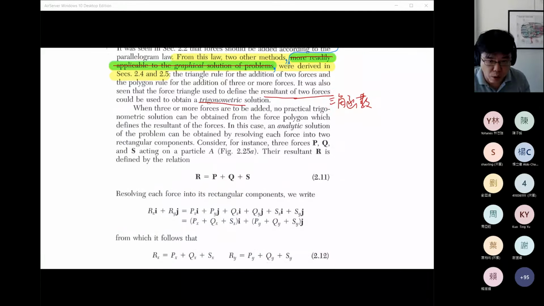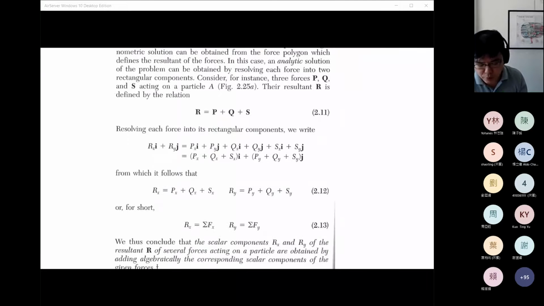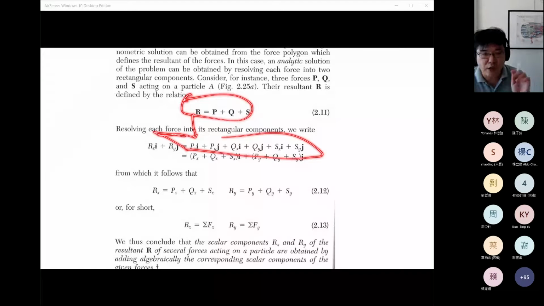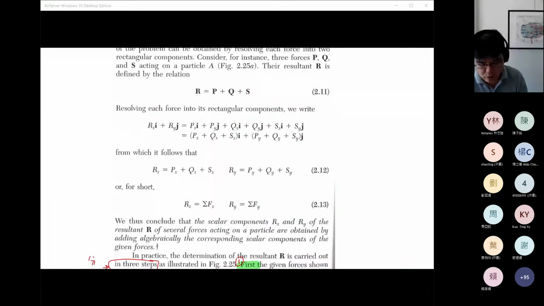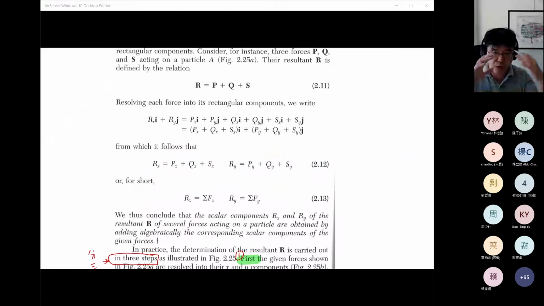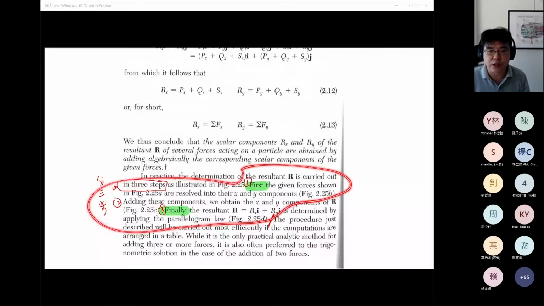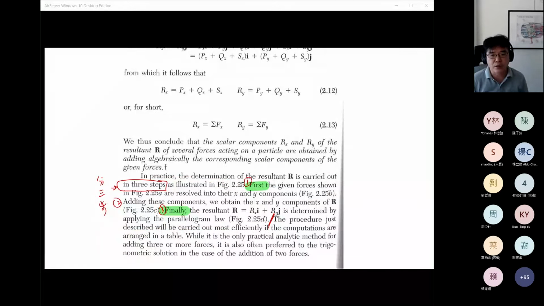So the best way to determine the resultant of three or more forces is to break it down into i and j components, and then we add the separate components together, and at last we can get the resultant. These are the three steps describing how we should do it.